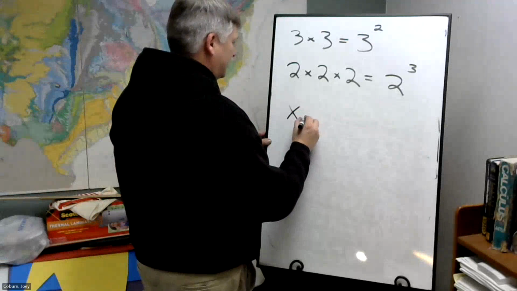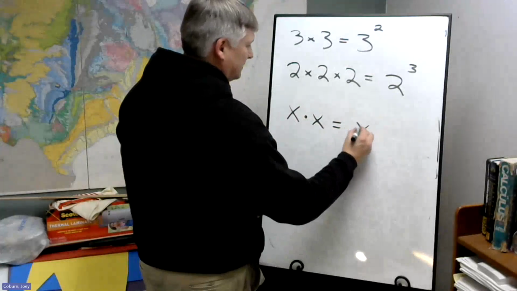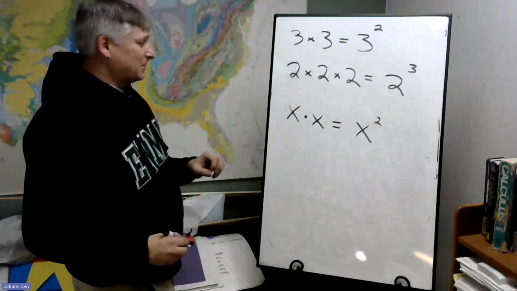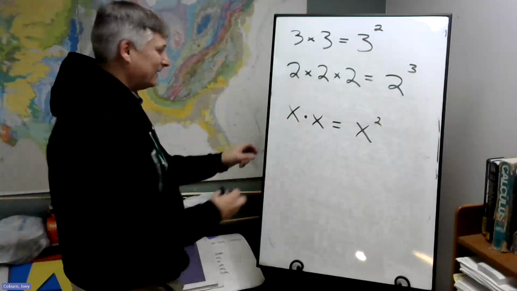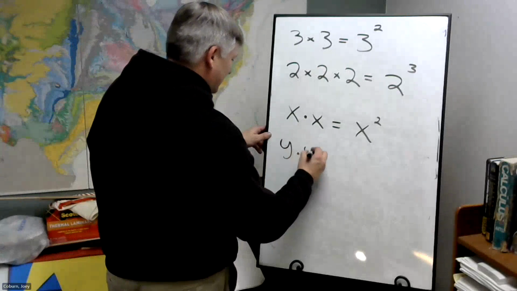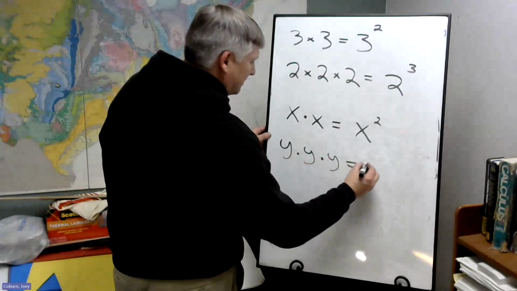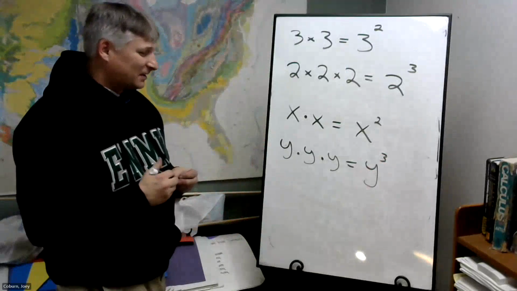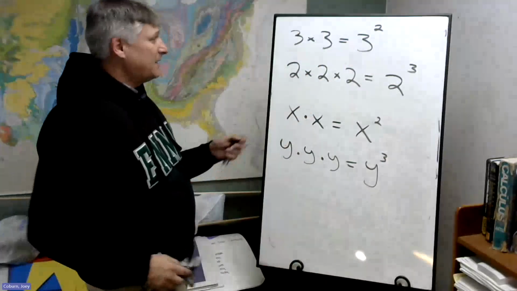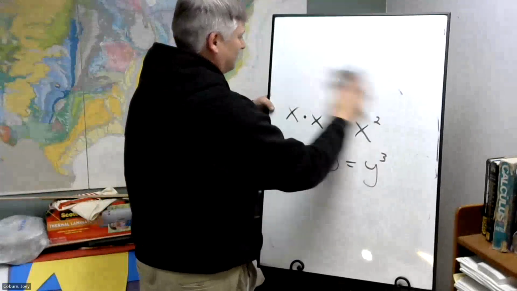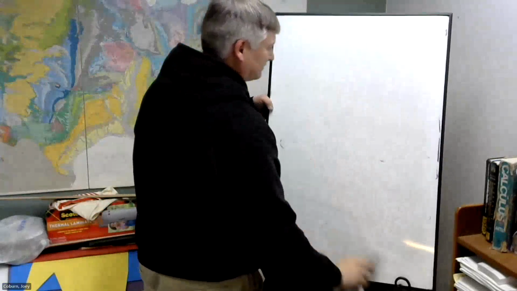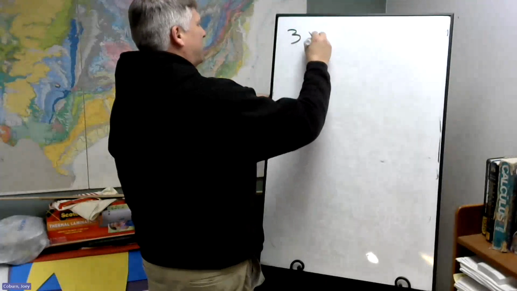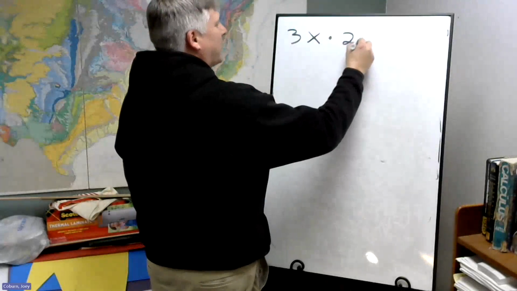If we have x times x, this is x squared. And using the multiplication now as a dot, so we don't confuse it with another x. Or if we have y times y times y, we would call that y cubed. And we could have a situation like this: 3x times 2x.